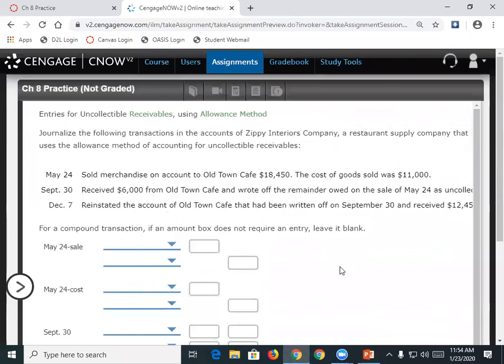Because let's just practice the simple part of the allowance method, okay? So in this case, we're going to look at a sale, and then we're going to look at a reinstatement, okay? So it says, journalize the following transactions in the accounts of Zippy Interiors Company, a restaurant supply company that uses the allowance method, okay? Well, again, May 24th is just another review. It's just another selling merchandise on account. So this is just like the first one.